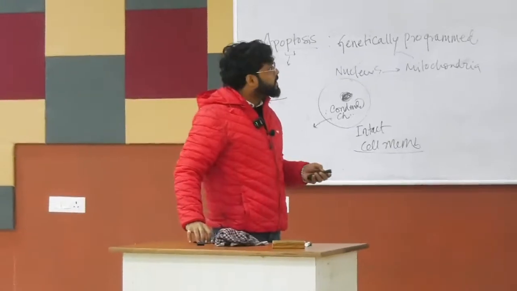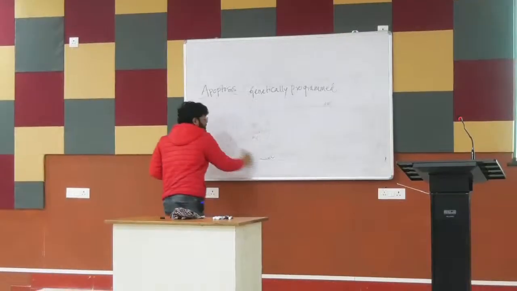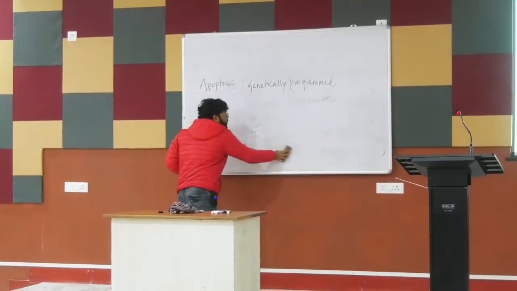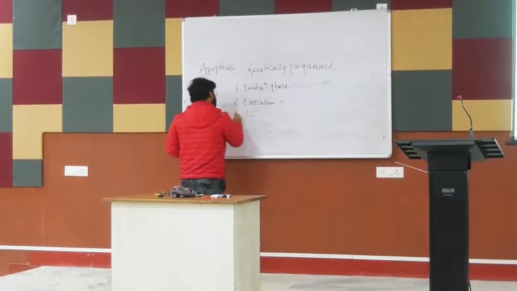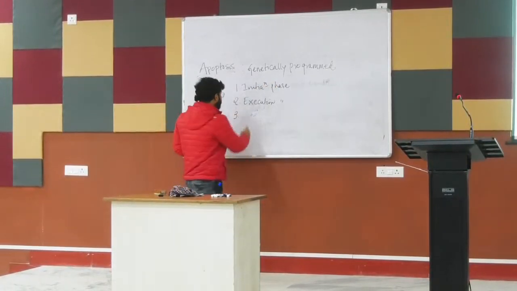So basically there are phases through which a cell can die. One is the initiation phase, and the third is what? Degradation phase.